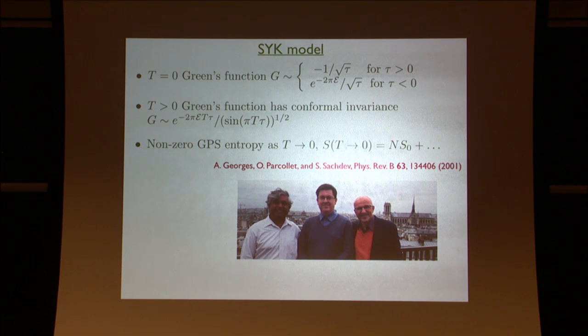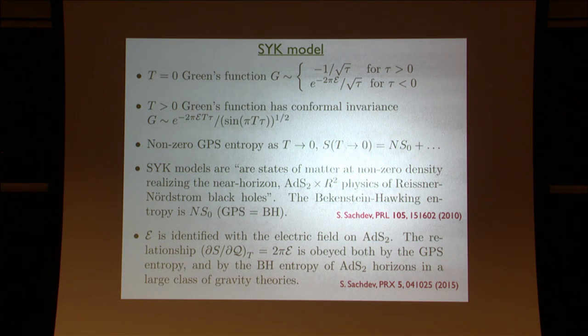Then more recently, after hearing about and learning about holography, and especially the work of Tom Faulkner and David Vegh and others, I argued that this system is somehow connected, realizes the physics of near horizon geometries of black holes. And the reason for that proposal was that, first of all, these features here, 1, 2, 3, precisely match the features in holography for any black hole with a near horizon geometry. And in that case, you identify the GPS entropy with the Bekenstein-Hawking entropy.